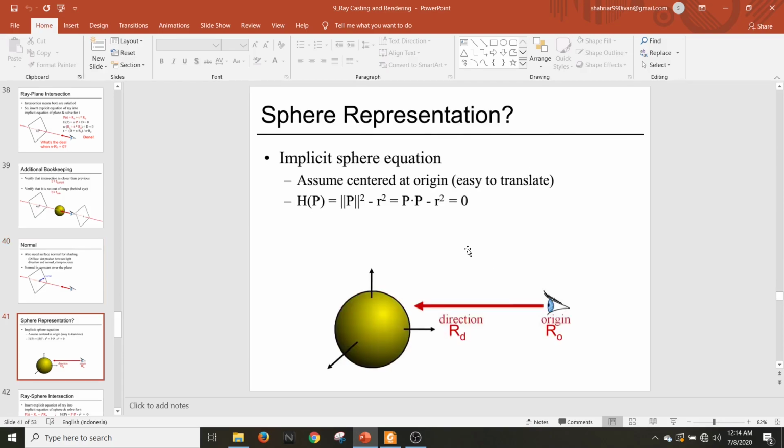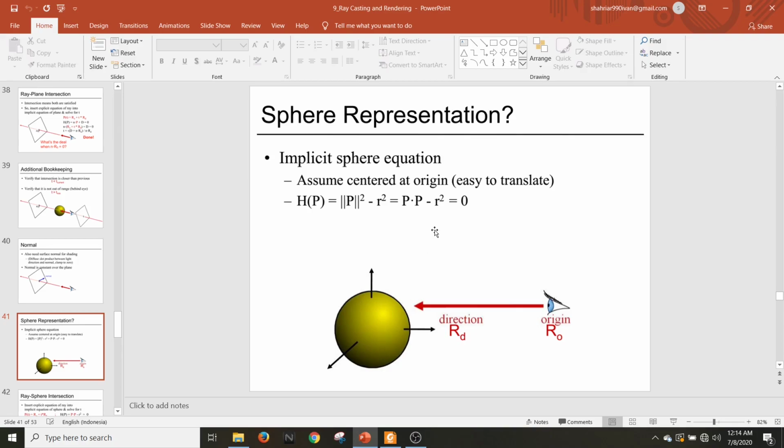So next we go for sphere representation. We have already talked about plane representation and how the intersection of the light ray with the plane would be done. So now we see an example of how a curved surface such as a sphere gets rendered by calculating the intersection of a sphere with the ray. For that we need to represent the sphere at first.